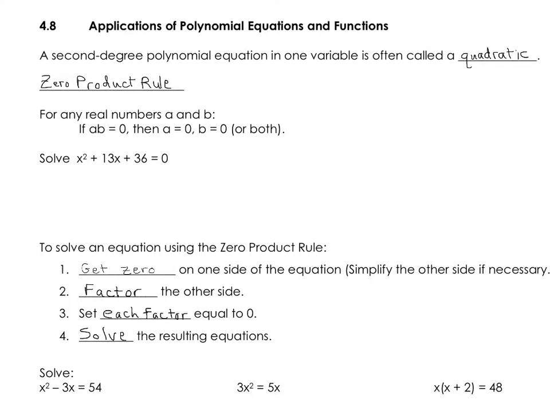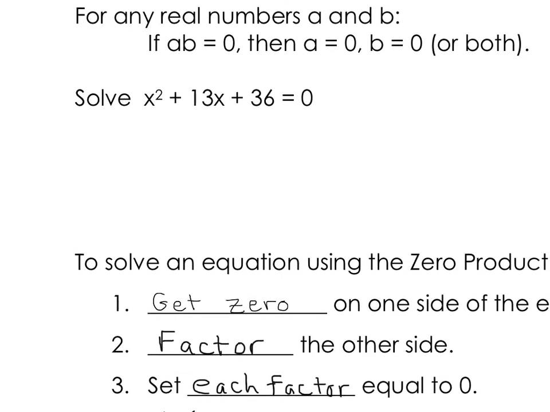For any real numbers a and b, if a times b equals 0, then a equals 0, b equals 0, or both. So when you multiply two numbers together and you get 0, then one of those numbers has to be 0. So we need to factor this to make it a multiplication problem.